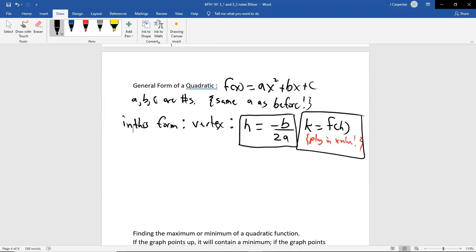Now there are textbooks and teachers that teach a formula for k. It's ugly. It's horrible. You don't want to memorize it. You don't want to use it. I don't suggest anyone use it. It is much easier to plug it in, and conceptually it makes sense. If you have an x value, you find a y by plugging it in.